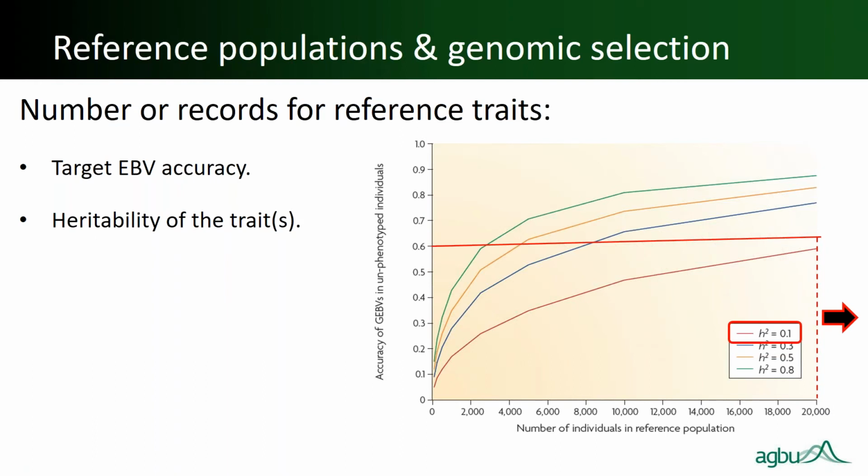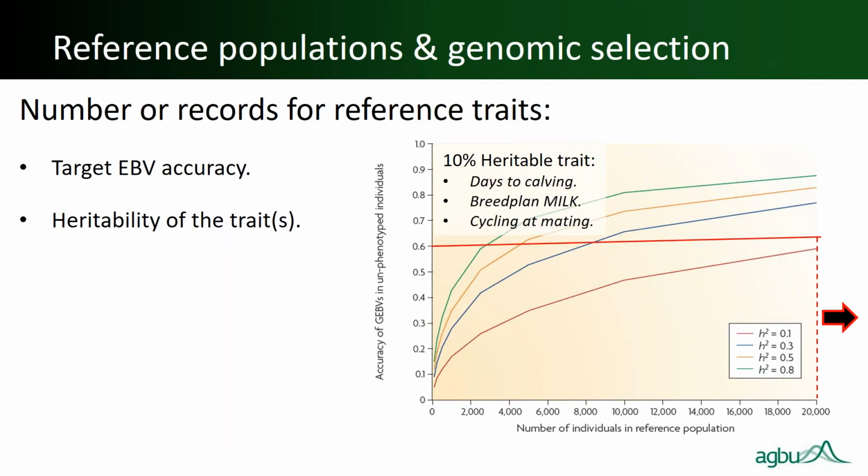As we proceed to less heritable traits, like days to calving in the BREEDPLAN evaluation, the milk trait that we produce an EBV for, and a trait describing whether a female was cycling at mating from a single record, all of those are about 10% heritable. And we can see from this that we need lots of records. We get up to 20,000 and have to keep going before we're going to achieve this 60% level of accuracy.